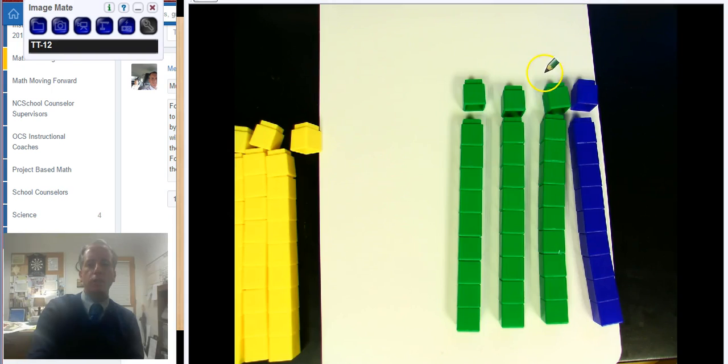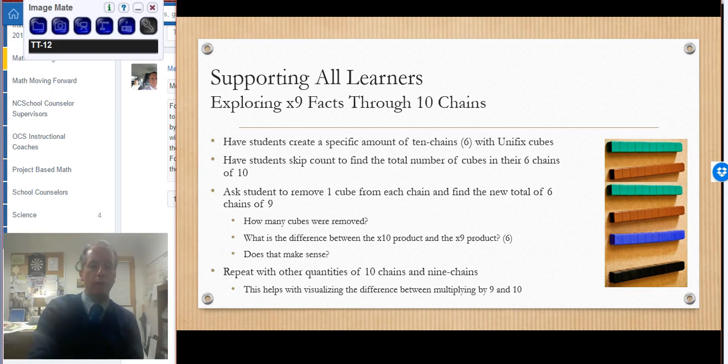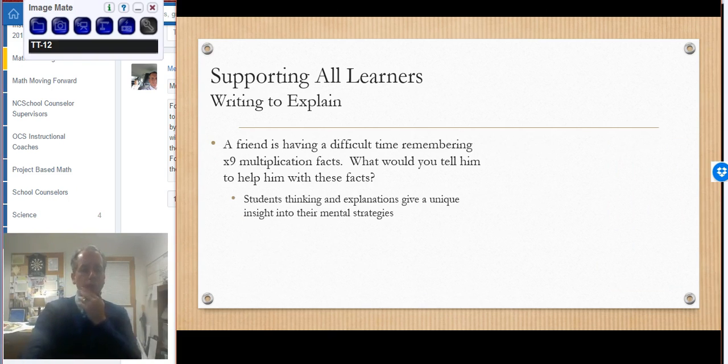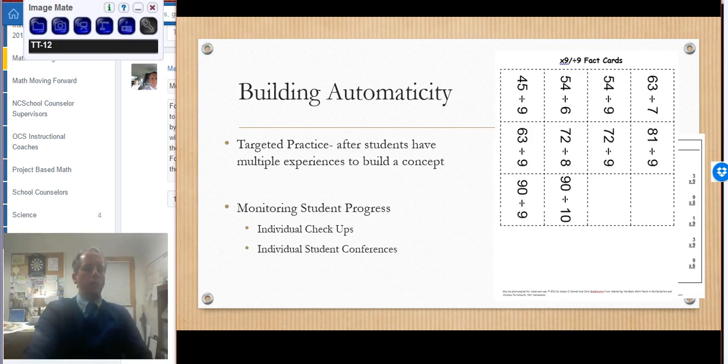So again, giving kids a strategy that will work and that I don't have to just remember. I can actually go back and physically rebuild it if I need to. So we'd want kids to repeat that with other 10s chains, just like we just did, and to do it repeatedly, especially for our struggling kids. A nice way for kids to show us what they know is to give them a scenario, right? And kids a lot of times will like to share how they're solving something if they think they're helping someone else. So if you have a friend who's struggling with their nines facts, what would you tell them to help them? What would be your strategies?